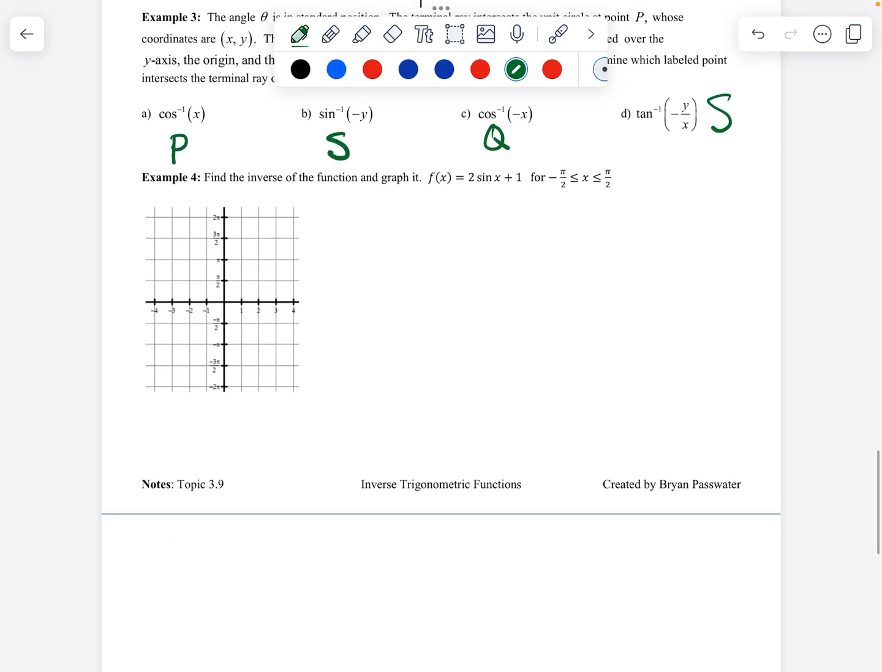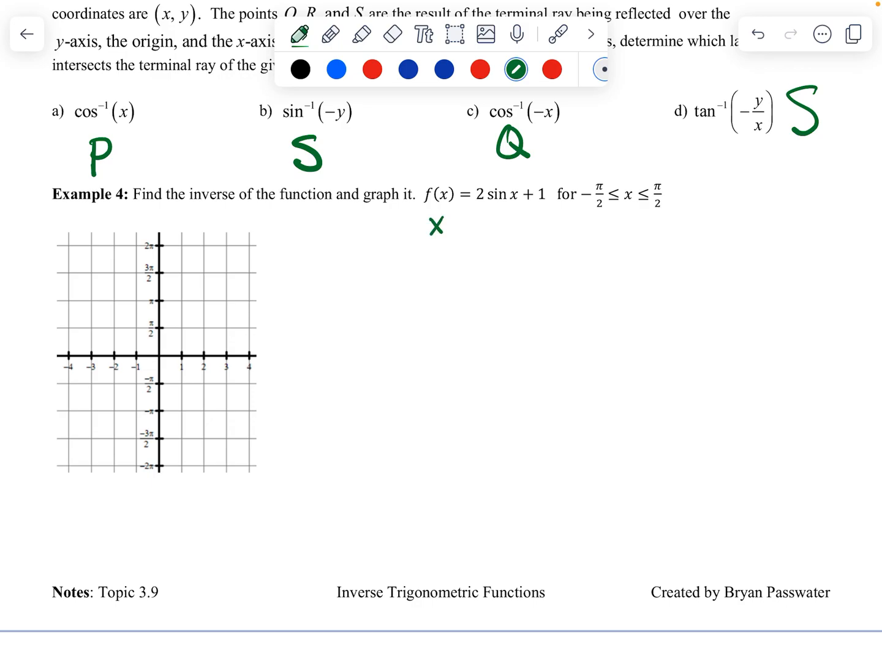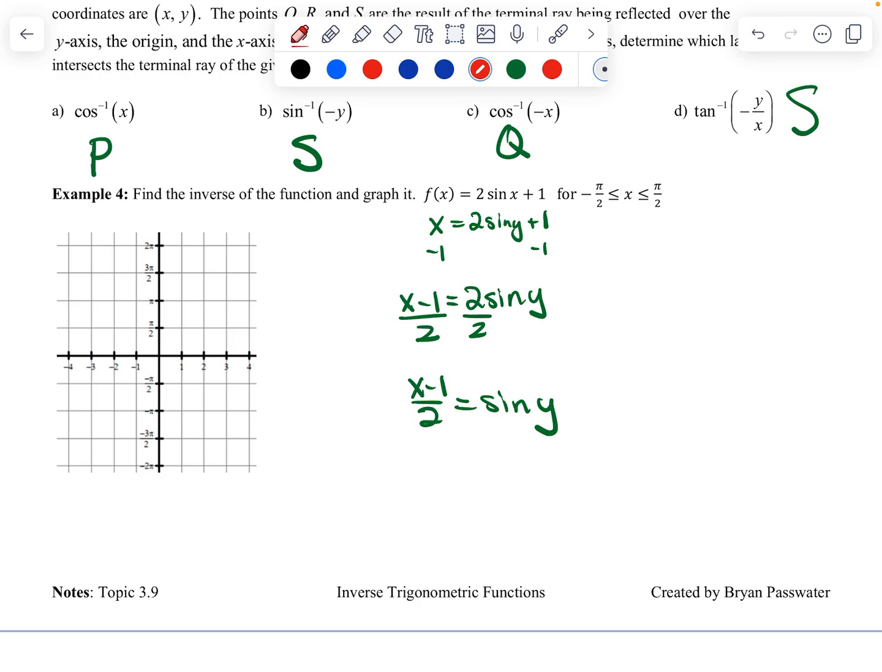All right, and the last thing we're going to look at, find the inverse of the function and graph it. So to find the inverse, we switch our x and y. So x equals 2 sine of y plus 1. So minus 1, x minus 1 equals 2 sine of y. Divide by 2. And then to get rid of the sine, we'll do the inverse. So I'm going to do the inverse of this and the inverse. So this side is just y. So we have y equals the inverse sine of x minus 1 divided by 2.